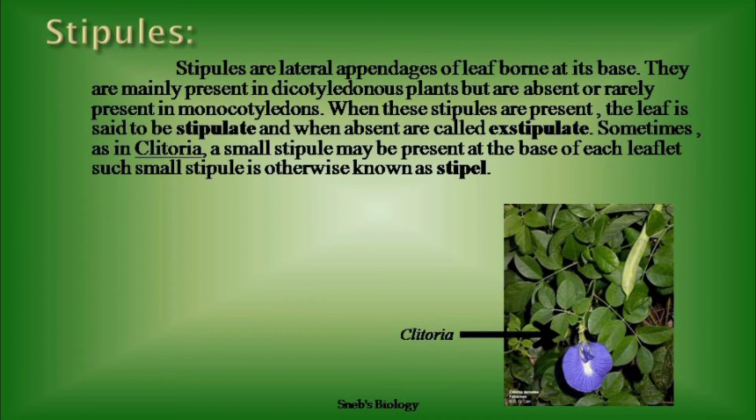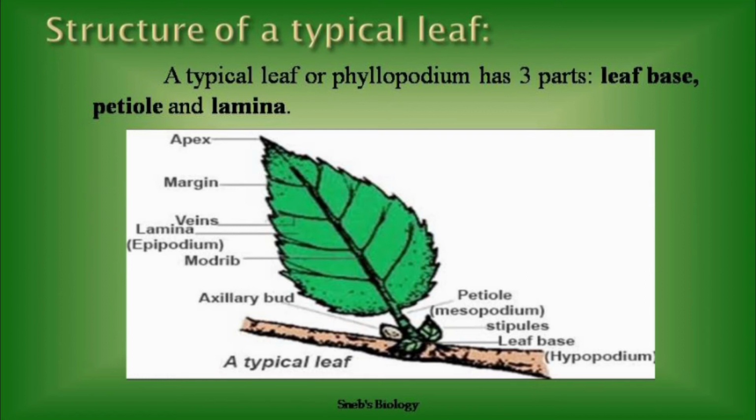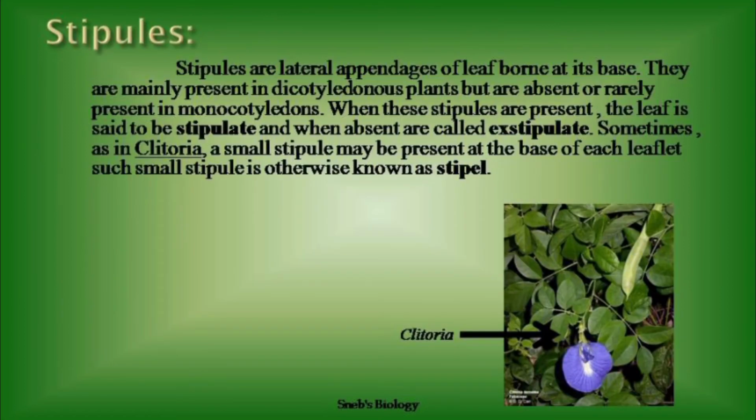Next comes stipules. As we know, stipules are paired tiny structures which protect the leaf primordium. The stipules are mainly found in dicotyledonous plants and very rarely found in monocotyledons. A leaf with stipule is known as a stipulate leaf. A leaf without stipule is known as an exstipulate leaf. In some cases, stipel is present instead of stipule, for example clitoria, where a small stipel may be present at the base of each leaflet.